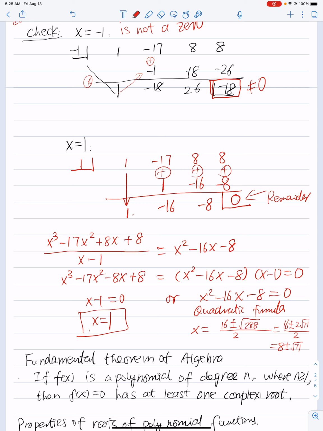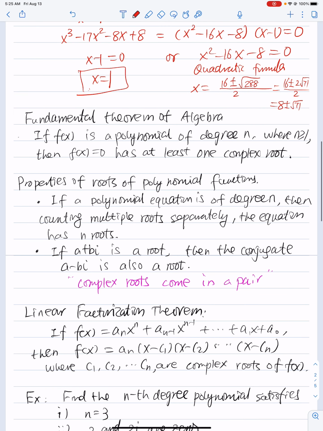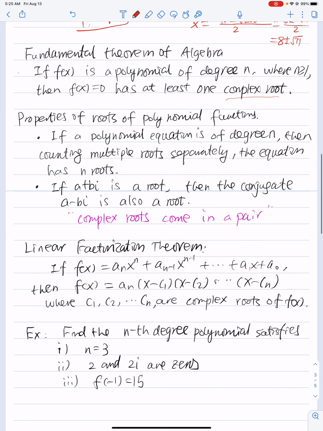Okay. So the next theorem is called what? Fundamental Theorem of Algebra. If f(x) is a polynomial of degree n, where n is bigger than or equal to 1, then f(x) = 0 has at least one complex root. It means it always has a solution. It might be complex. Okay, so there are some very important properties. If a polynomial equation has degree n, counting multiple roots separately, the equation should have what? n roots. So this means degree 2, 2 roots, degree 3, 3 roots, degree 4, 4 roots.